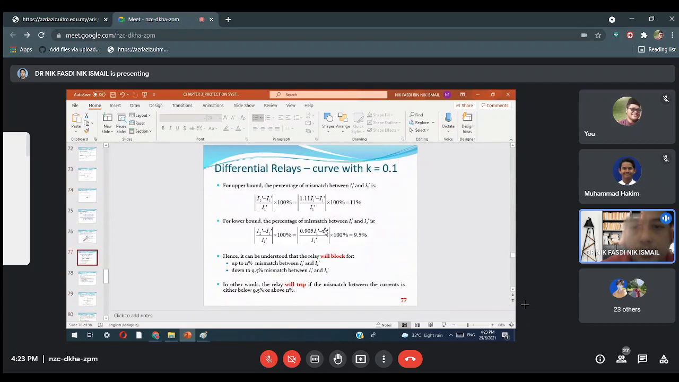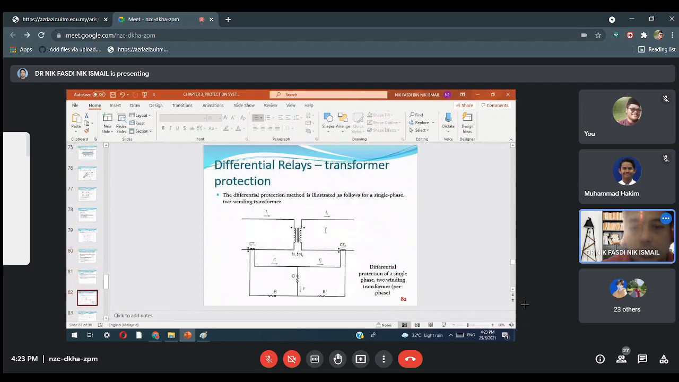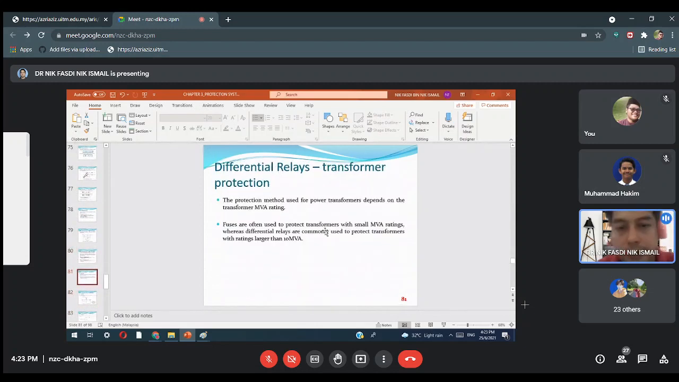Okay, how about the transformer? The protection method used for a power transformer depends on the transformer MVA rating. Fuses are often used to protect transformers with small MVA ratings, whereas differential relays are commonly used to protect transformers with ratings larger than 10 MVA.